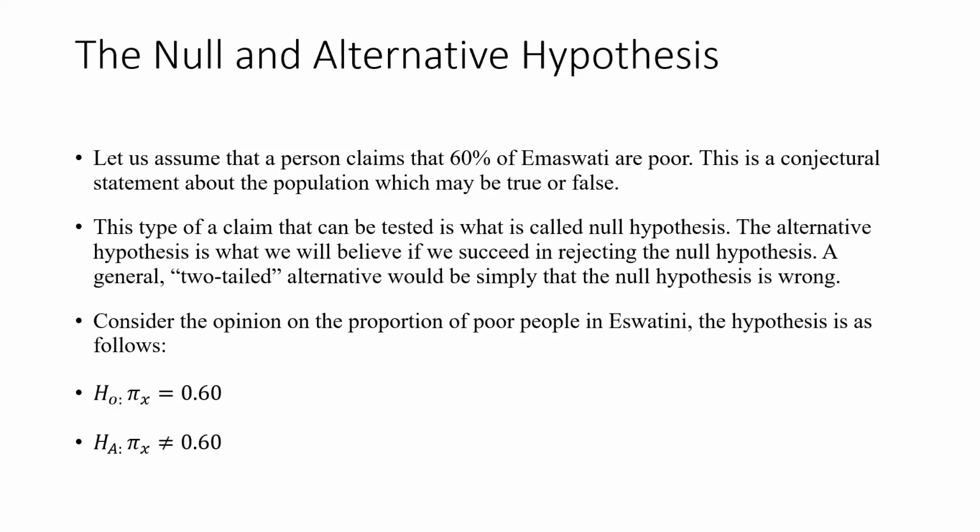And it could be two-tailed, it could be one-tailed. Let's consider our typical example: the opinion on the proportion of poor people in Emaswati. We are trying to test the claim that 60% of the population are poor. In that wise, we say the proportion, which I represent by pi x, is equal to 0.60. In the case of a two-tailed test, it could be above or below, so the alternative will just be that it's not equal to 0.60. That is the situation of a two-tailed test. But if it's one-tailed, definitely it's either less than or greater than.